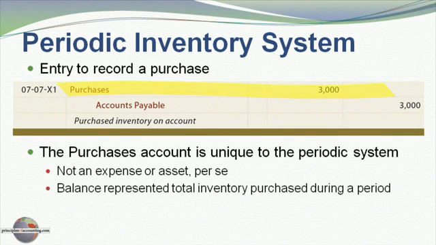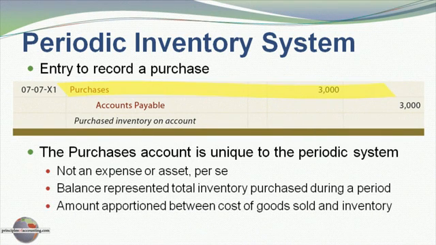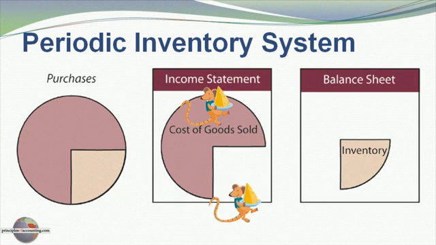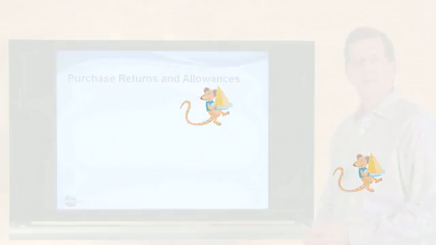Its balance represents total inventory purchases during a period, and the amount of total inventory that purchased during a period eventually needs to be apportioned between cost of goods sold and inventory. So here I have on the left the total purchases in the pie chart, and we need to assess of the total purchases how much of those purchases were actually sold and should be subsequently recognized as cost of goods sold, and how much of the purchases remain in inventory at the end of a period. So we have an apportionment process for the account.